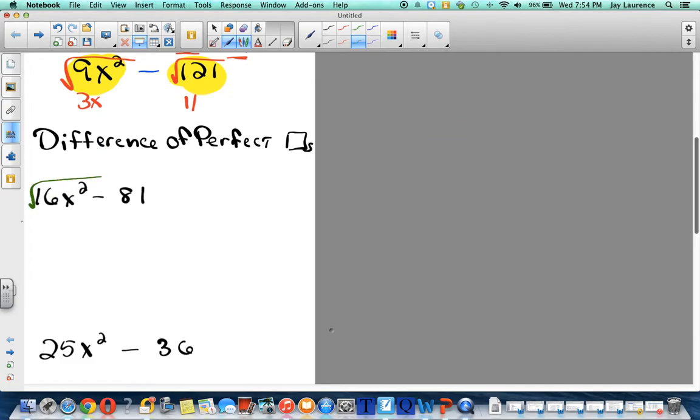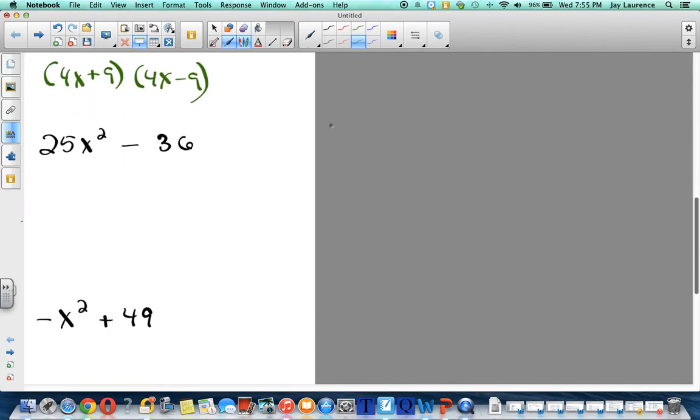So is 16x squared a perfect square? It sure is. What's the square root? Well, 4x. Is 81 a perfect square? Yep, and 9. Here's how this factors. 4x plus 9, quantity, and a quantity of 4x minus 9, and I'm done. See how simple that is? The other way is a great way to do it, but it's a little bit longer.